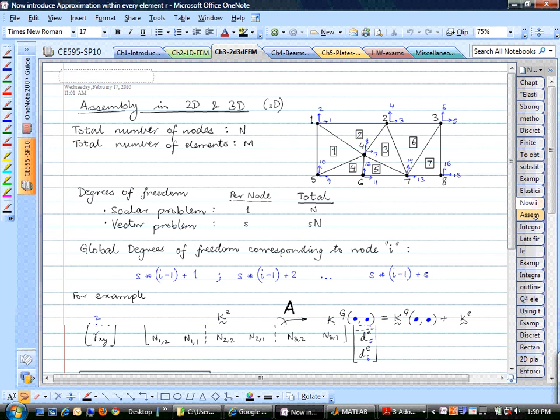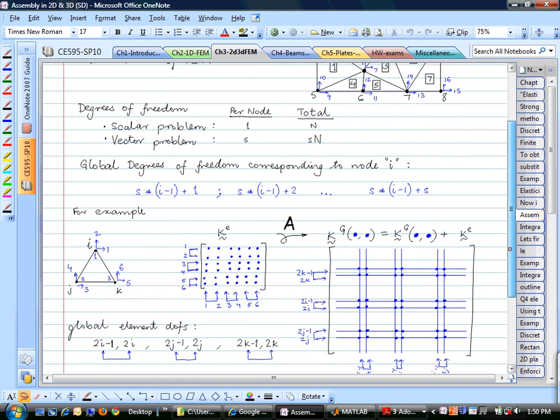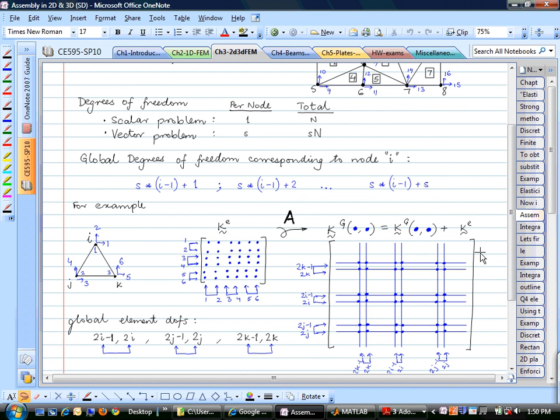All those matrices have a little bit different form, and this is when you have 2 degrees of freedom per node.